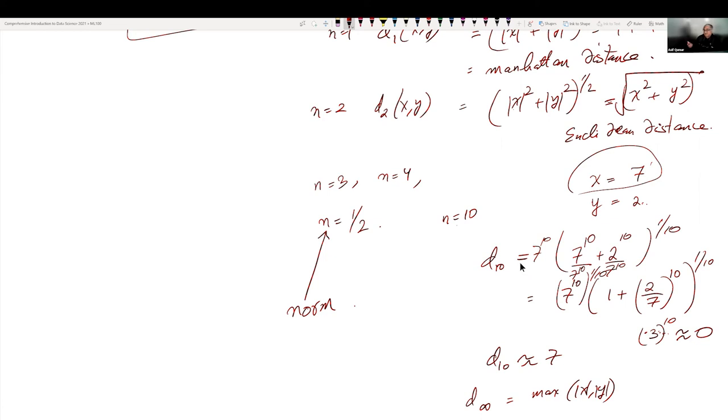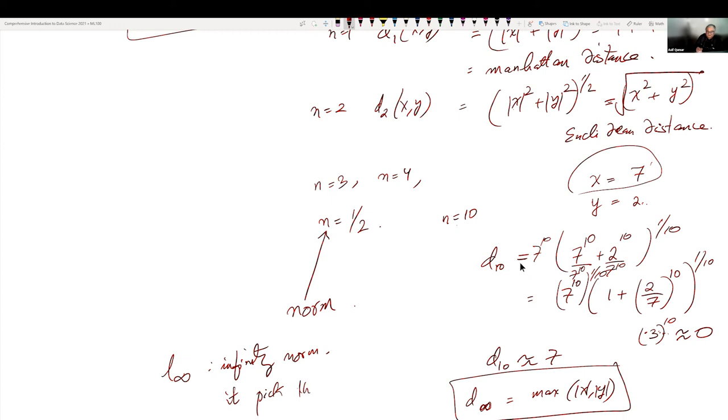So we learn a lesson that the infinity norm, this is often called the L infinity, picks the max magnitude. So if you were doing it in terms of our parameters, what it will do is pick only one parameter, whichever is the biggest. It represents a pretty extreme case, isn't it?